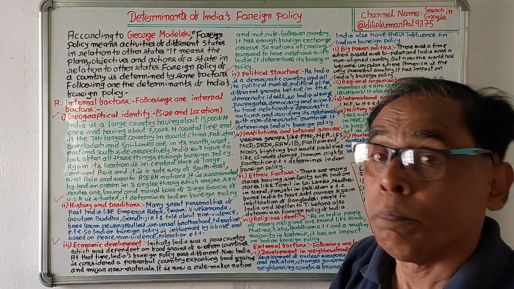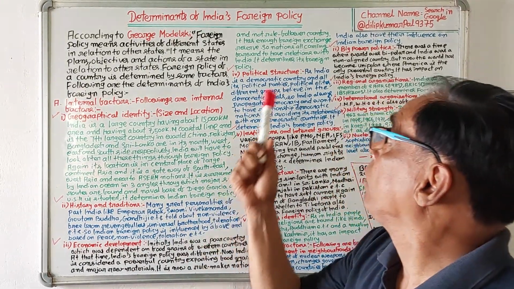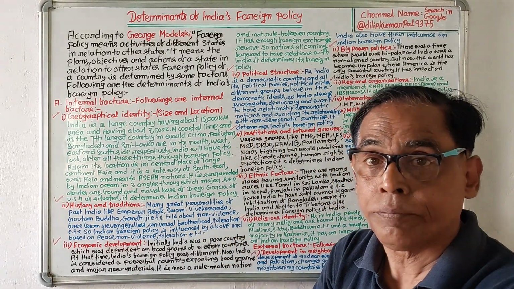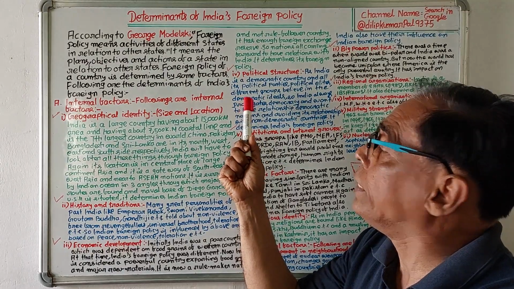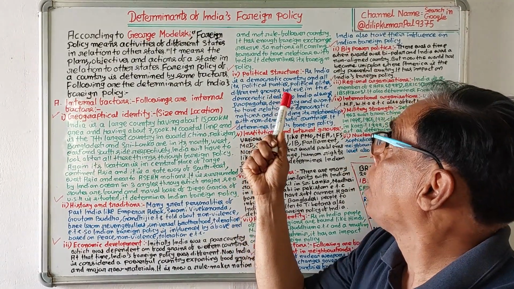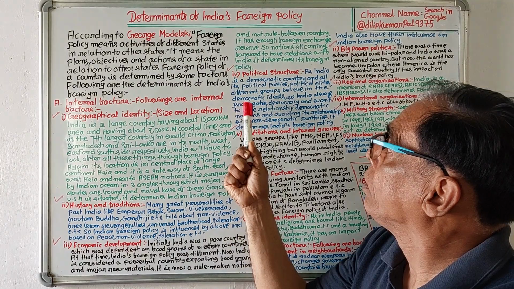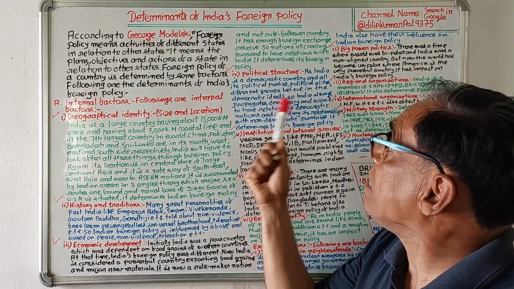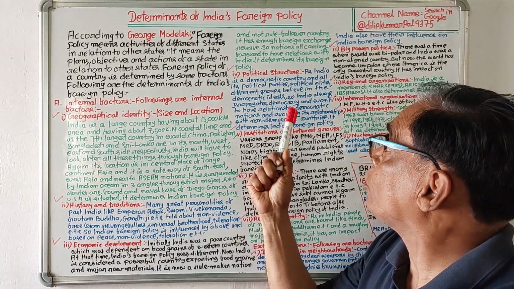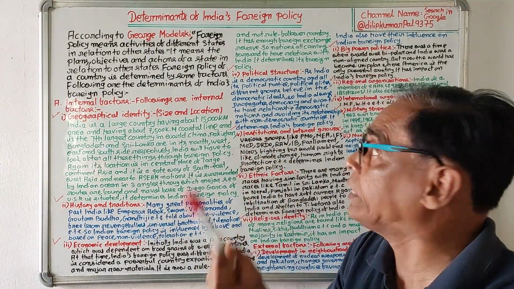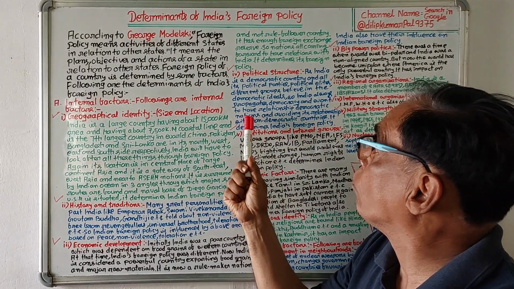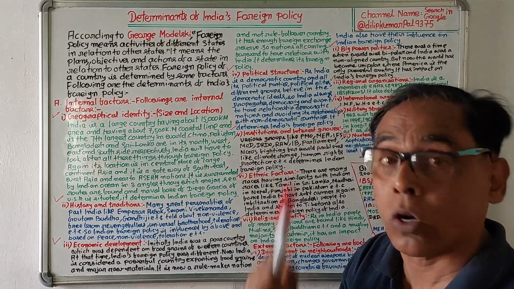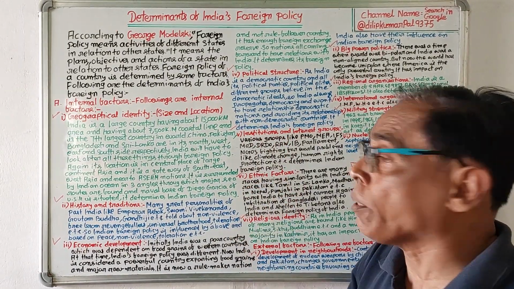Number 4, political structure. India is a democratic country, and all its political parties, political elites, and different groups believe in democratic ideals. So India always propagates democracy and wants to have relationships with democratic countries, avoiding relationships with non-democratic countries. It determines India's foreign policy.